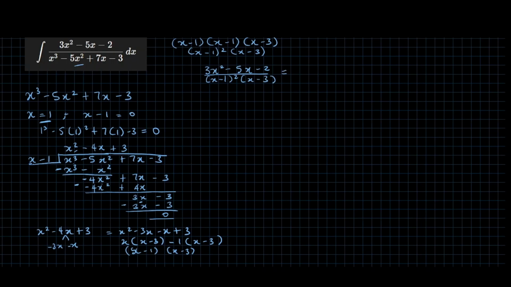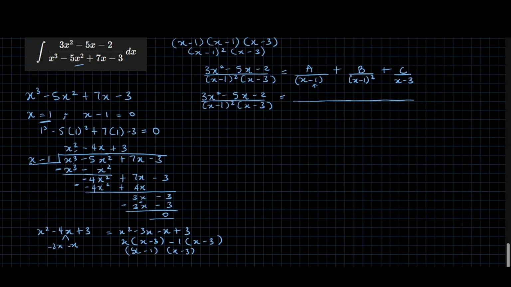Now the decomposition of this is a bit tricky. So it will be A over x minus 1, plus B over x minus 1 squared. So you see this is the first power, then this is the second power, plus C over the third root there, which is x minus 3. That's simply it. This is a simple case of fraction addition. And then the LCM for this part will be x minus 1 squared times x minus 3. You don't have to write the x minus 1 more than one time.